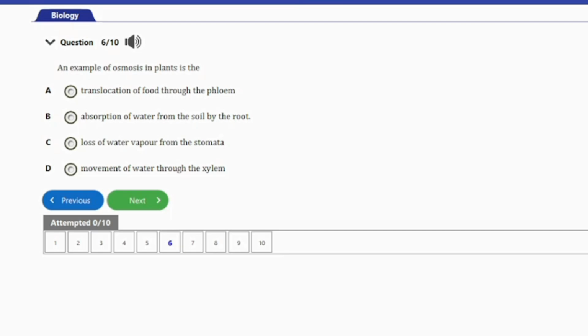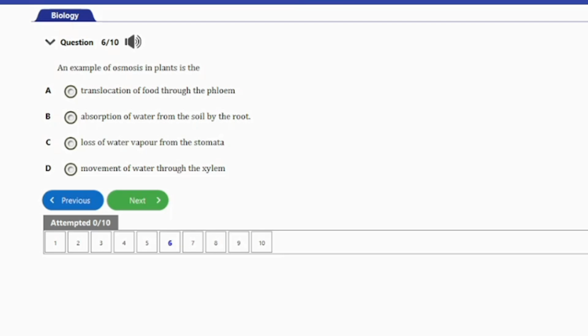Absorption of water from the soil by the roots, C. Loss of water vapor from the stomata, D. Movement of water through the xylem. So guys, the answer to this question is option B here, and that's absorption of water from the soil by the roots. So absorption of water from the soil by the roots is actually a phenomenon of osmosis in plants. So that's it for that question.